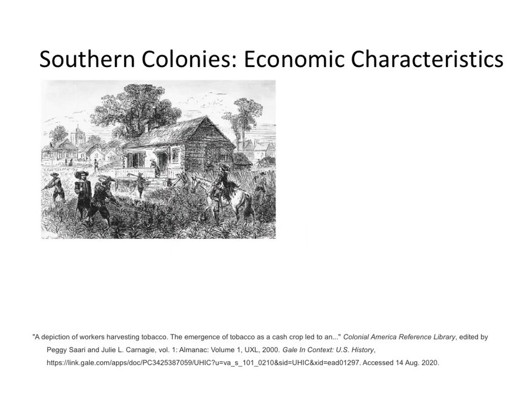The economic characteristics of the Southern Colonies are actually going to be divided into two groups. The first group is going to be what we call the coastal region, which is everything east of the Appalachian Mountains. And that's what we see depicted in the picture here to our left. This is a picture of slaves harvesting tobacco.